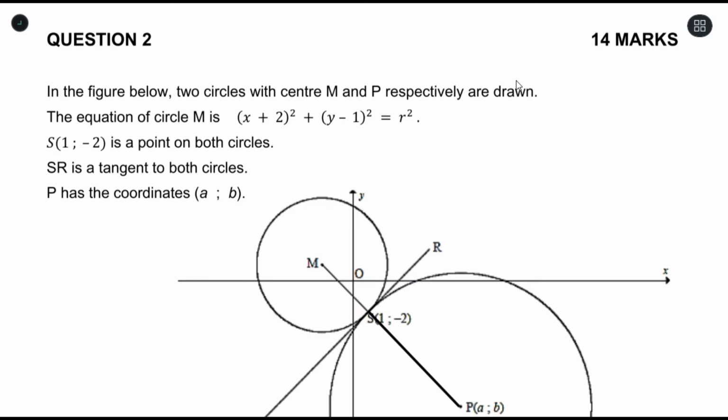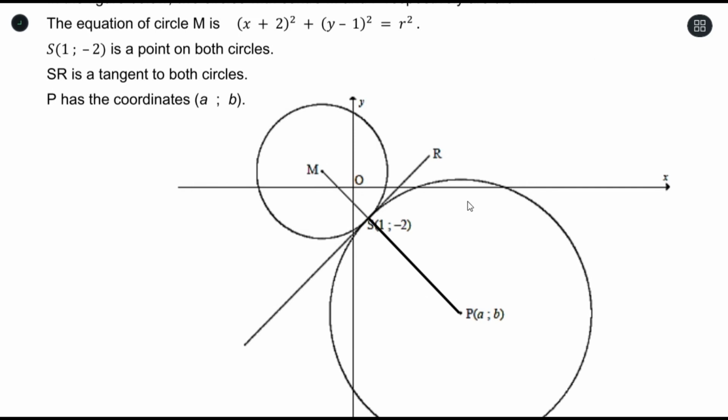This here says, in the figure below, two circles with the centers M and P respectively are drawn. The equation of circle M is (x + 2)² + (y − 1)² = r². Now S, which is (1, −2), is a point on both circles. SR, this line over here, is a tangent to both circles, and P has a coordinate (a, b).